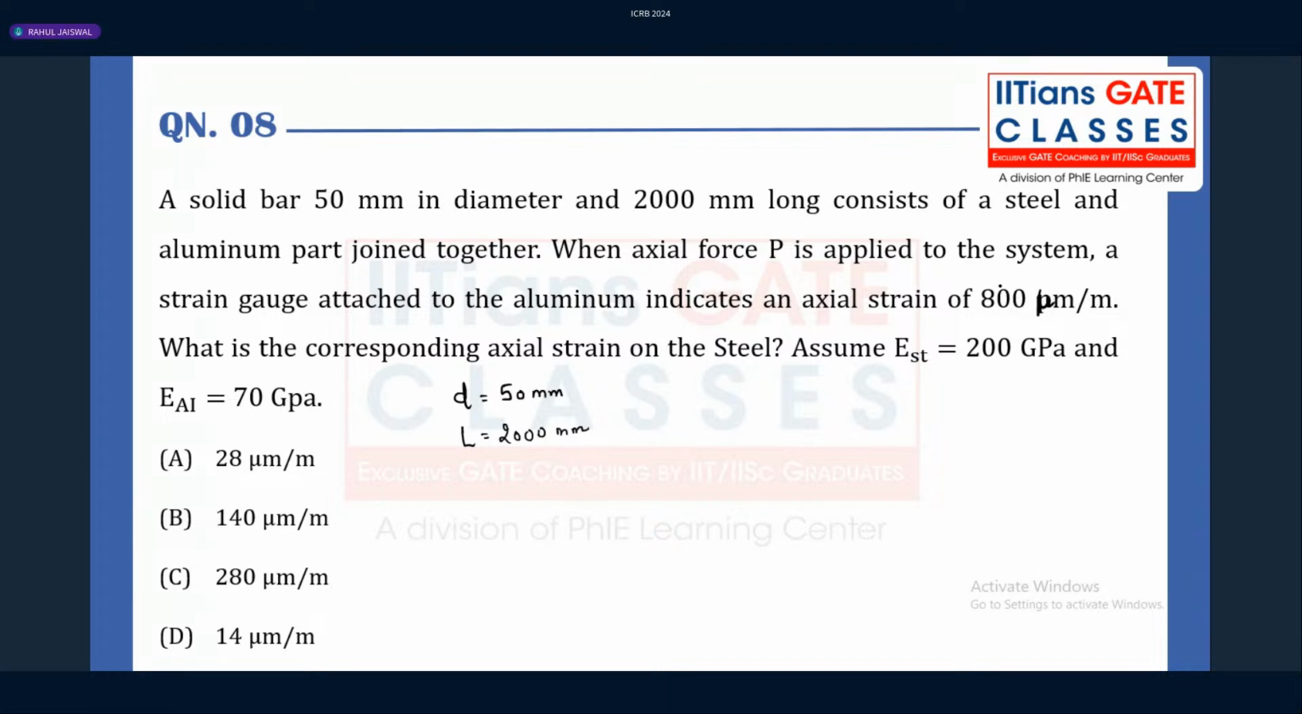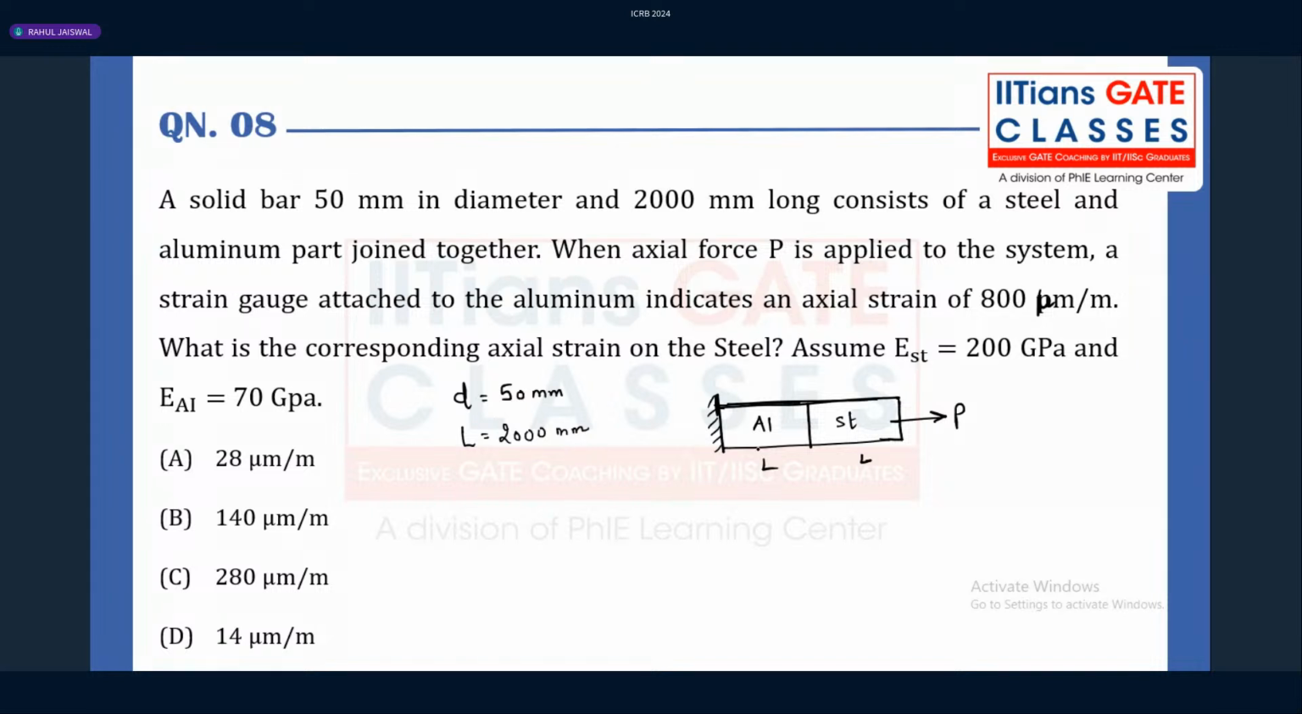The strain which is produced in the aluminum is given as 800. What is the corresponding axial strain in the steel? So if I just draw the diagram, guys, I'm showing here both the bars, which are made up of different materials, but the length is the same. One is aluminum, the other is what, guys? Steel. Both are subjected to end axial force P.